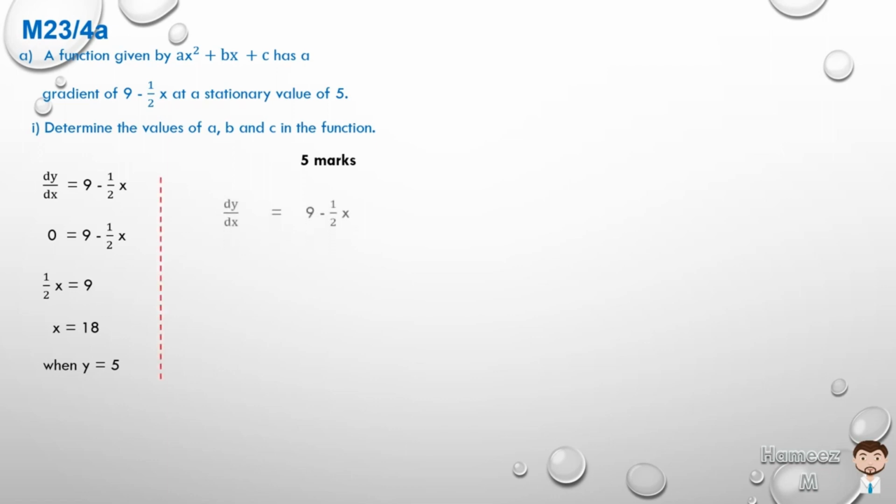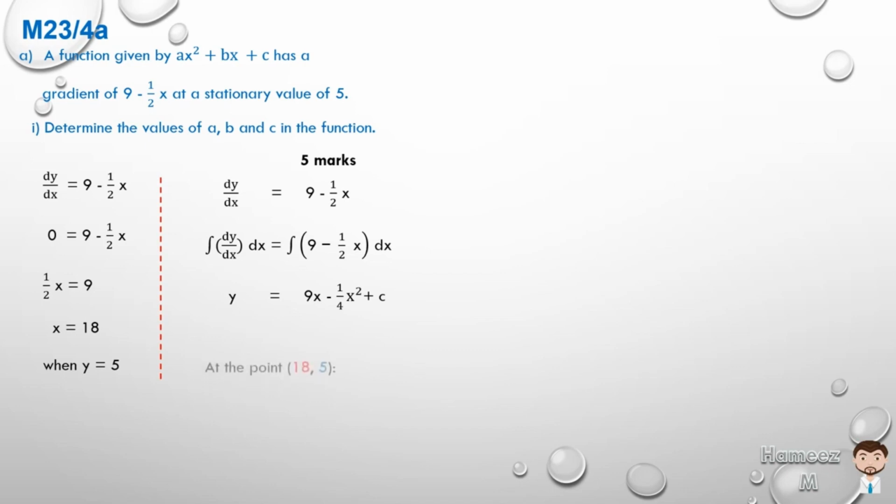So since dy/dx is equal to 9 minus a half x, we can integrate both sides with respect to x. So the integral of dy/dx with respect to x is the integral of 9 minus a half x with respect to x, which on the left-hand side will give us y is equal to 9x minus a half x squared over 2. So in the denominator, 2 times 2 is 4, so that'll give us minus a quarter x squared plus c.